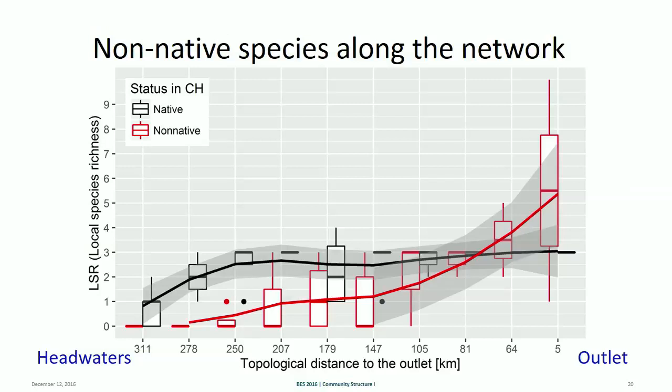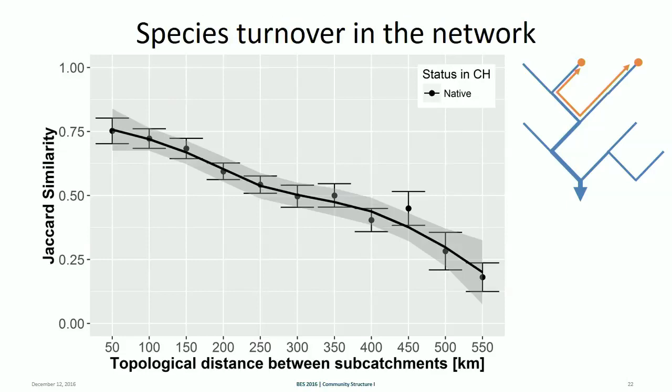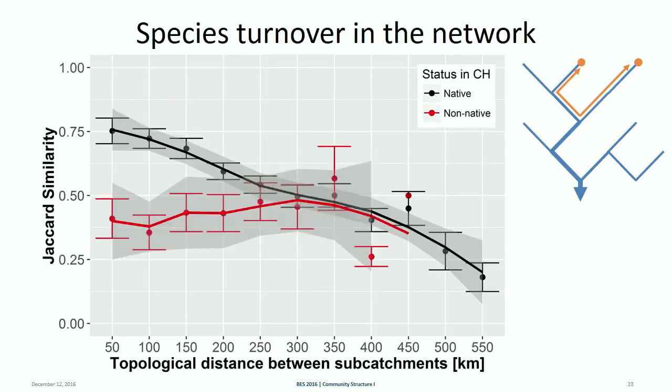diversity along the network. When looking at beta diversity, or species turnover within the network, and comparing sites along the topological distance, so along the river network and not as aerial distance, one can see also, as expected within native species, a distance decay. So the further apart two sites within the network, the more dissimilar the amphipod community. But again, when plotting non-native species, we can see a different pattern, with no distance decay of diversity.